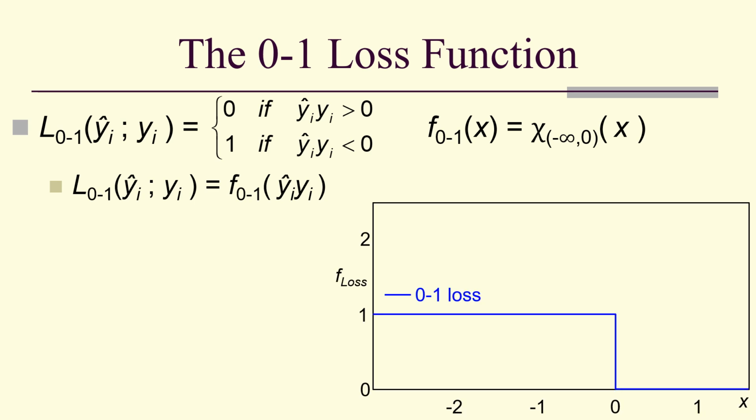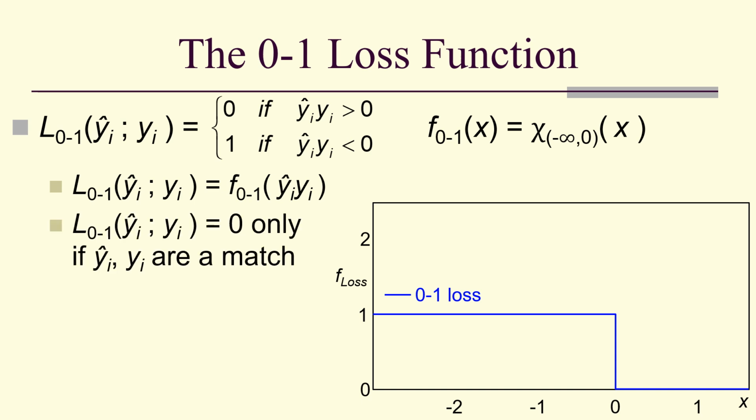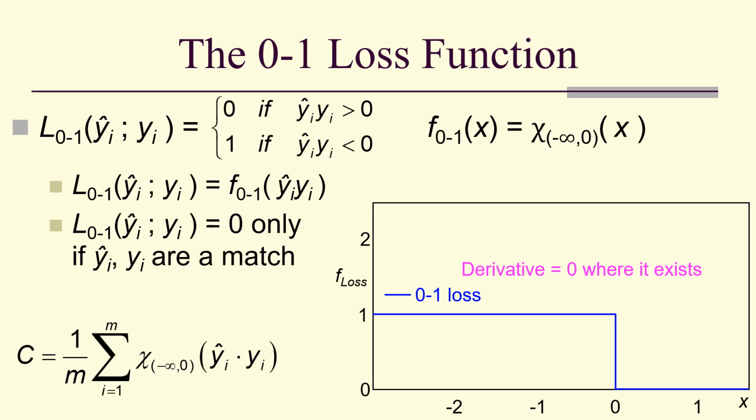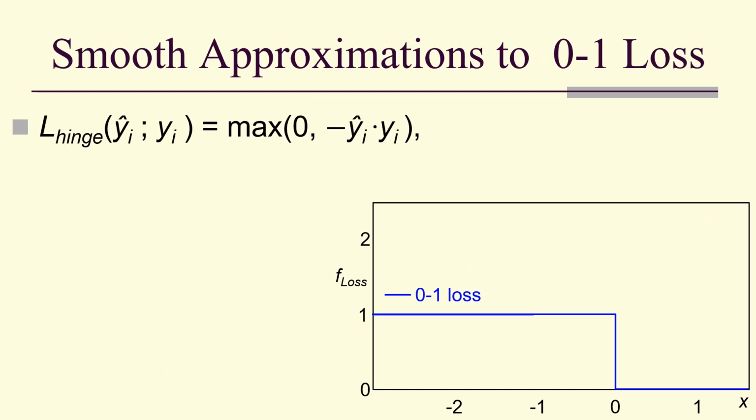And just looking at the loss function itself, it looks like this. It's 0 only if ŷ_i and y_i are a match. The cost function associated with it looks like this. Notice the derivative is 0 everywhere the derivative exists. So let's get some smooth approximations to the 0-1 loss function.